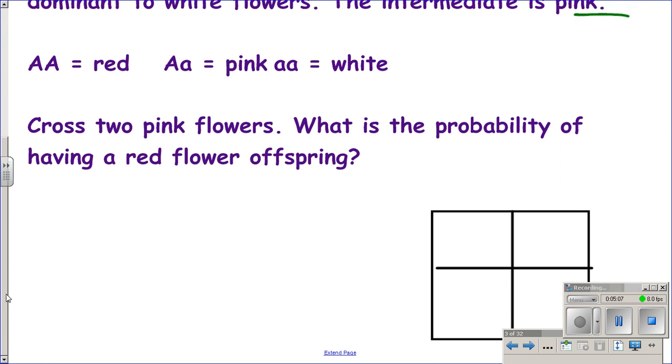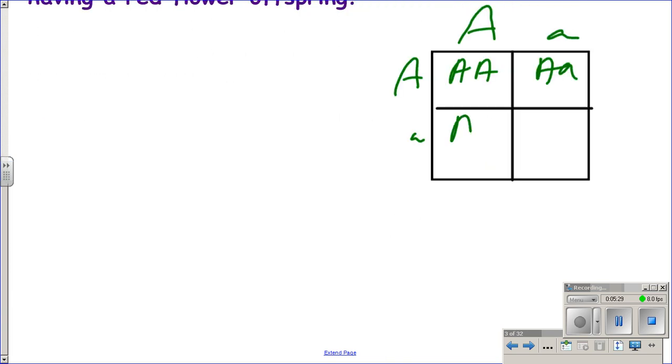Cross two pink flowers. What is the probability of having a red flower? If I'm a pink flower, I'm a heterozygote. So what's my genotype? Look, using my examples here: big A, little a, big A, little a. Fill it in. Big A, little a. Big A, little a. Okay, what's the color of this one? Red.